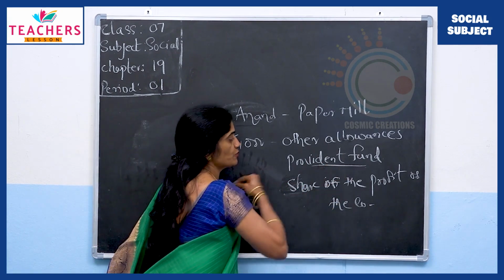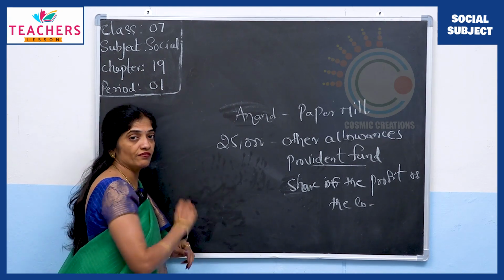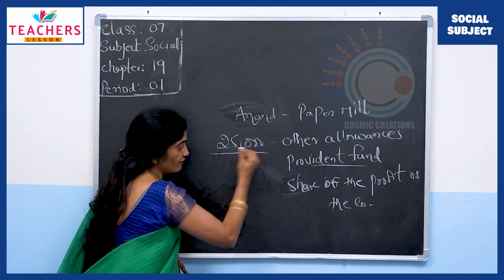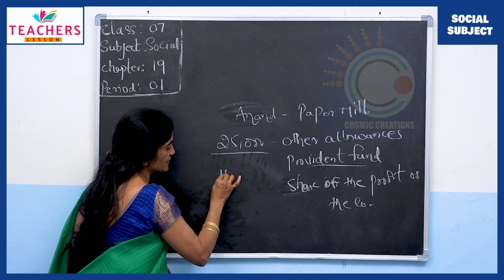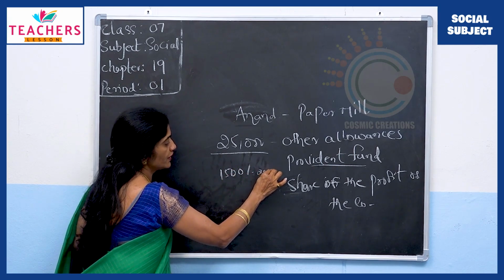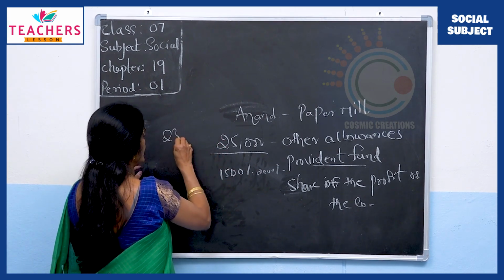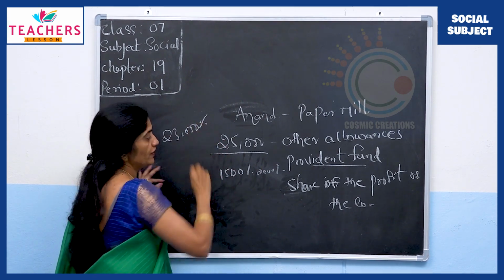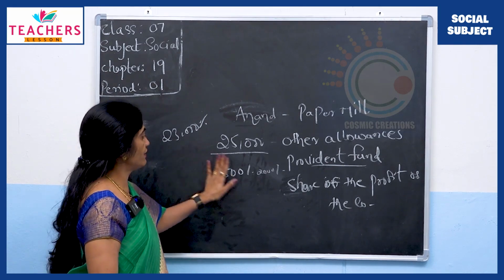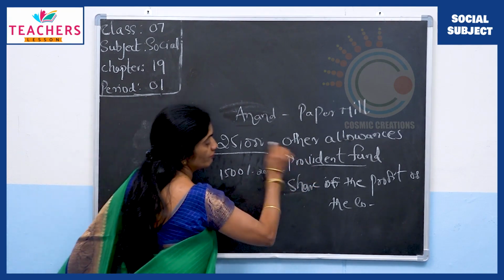Let us talk about this provident fund. What is the meaning of provident fund? As I said, his salary is 25,000. Out of 25,000, suppose 1,500 or 2,000 rupees is deducted from his salary. So in total he gets around 23,000 rupees into his hand, and the rest, 2,000 rupees, is deducted for provident fund.